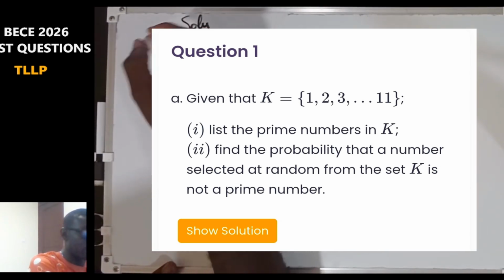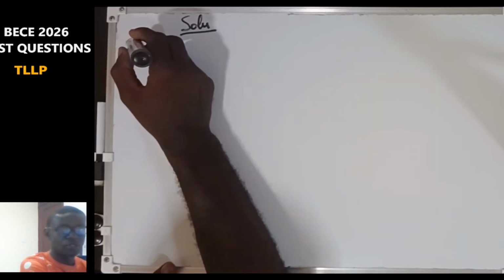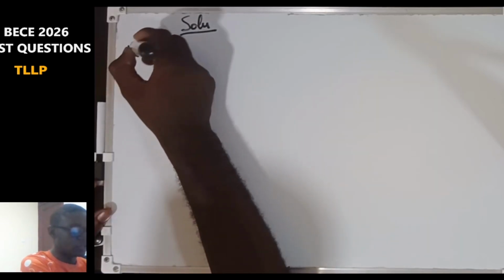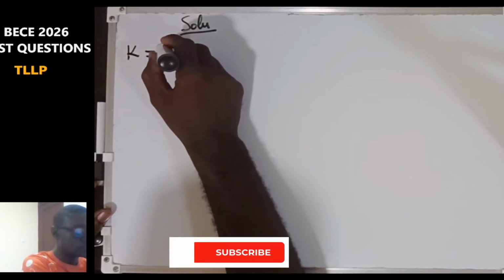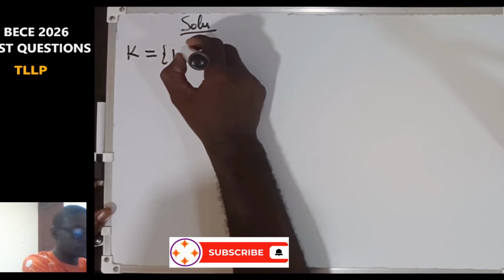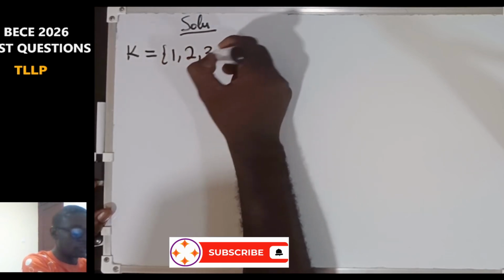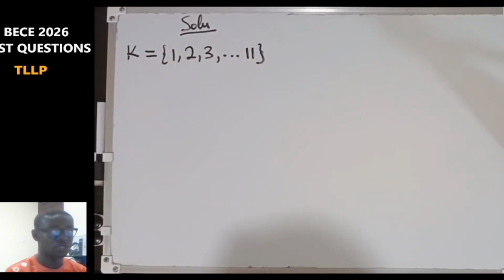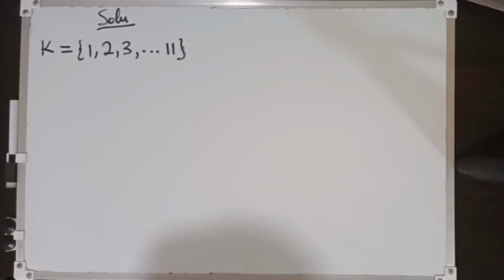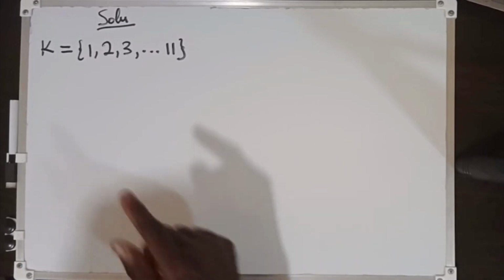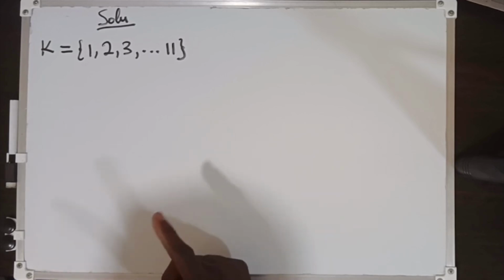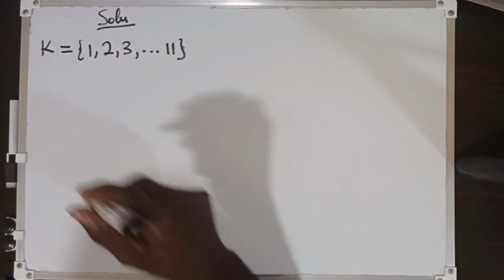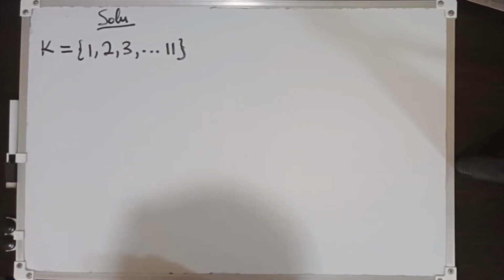Let's first write out the data that has been given in the question. We have k equals 1, 2, 3 up to 11. So that is what has been given. Okay, so we have this data from the question, and part i says that we should list the prime numbers in k.